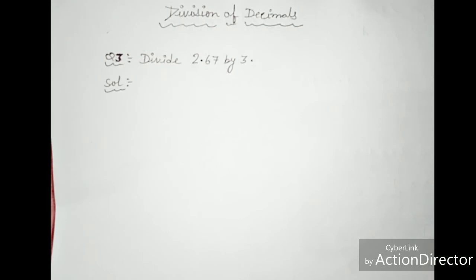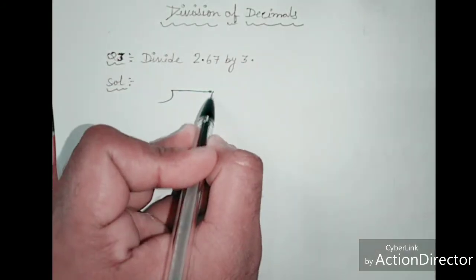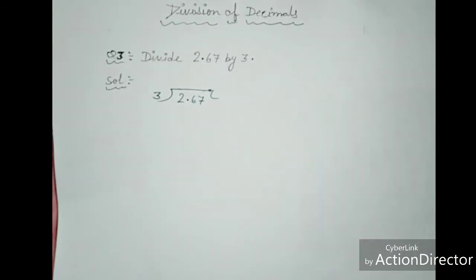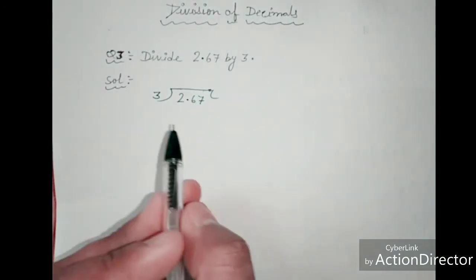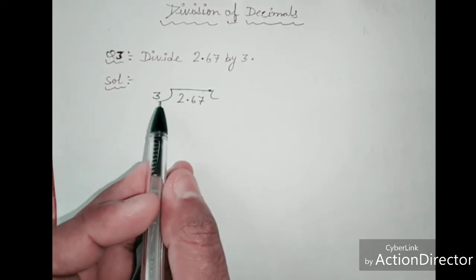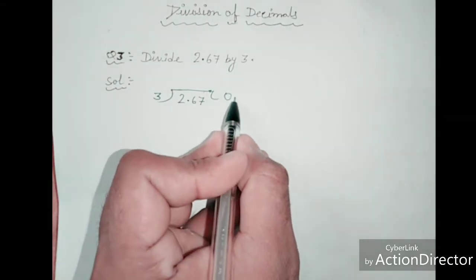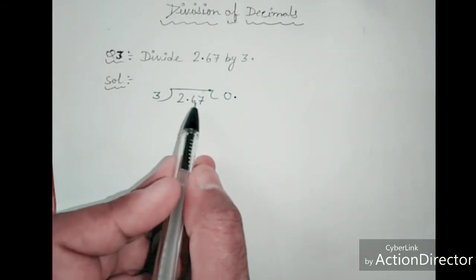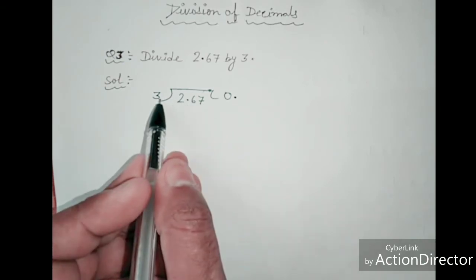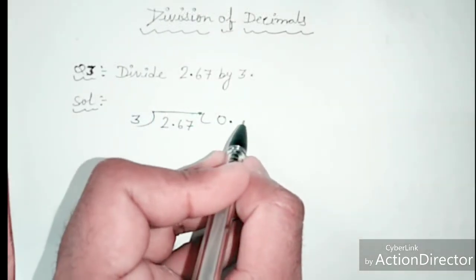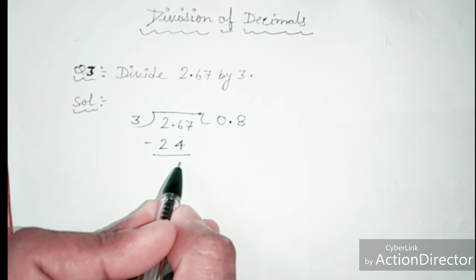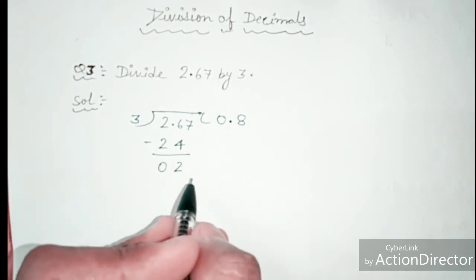Now here we will divide a decimal number by a whole number. 2.67 divided by 3. So here 2 is smaller than 3, so we write 0 and now we put a point here and then make the number 26. Now we divide 26 by 3. 3 8s are 24, right? 24. Then we subtract, 6 minus 4 is 2, and then 2 minus 2 is 0.